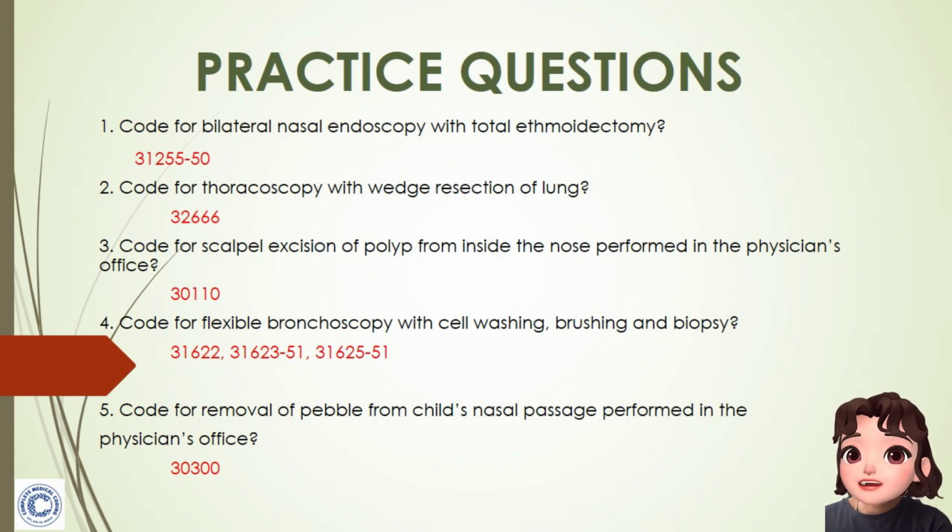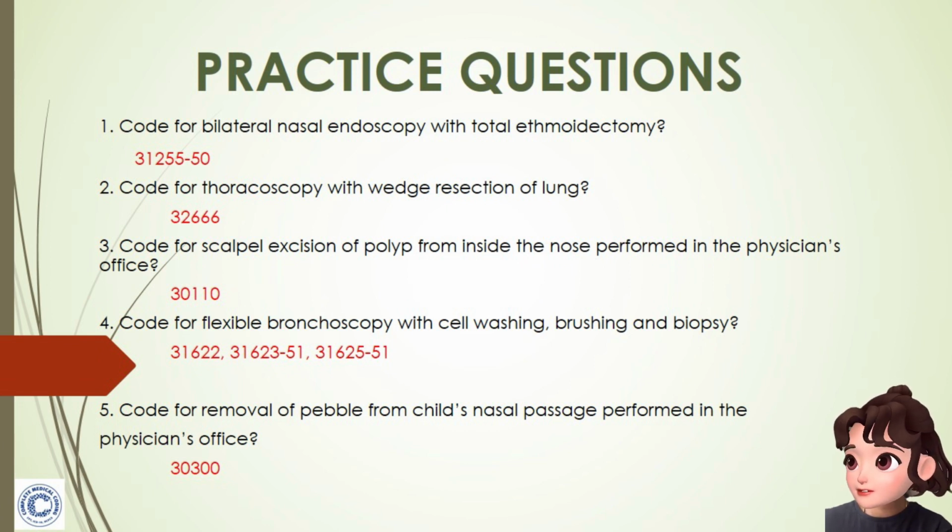Code for bilateral nasal endoscopy with total ethmoidectomy. So here the question is to code for the endoscopy with total ethmoidectomy. You need to check for the nasal endoscopy. Go to the index page and check for the endoscopy. Nasal endoscopy. You will come to this code 31254. If you check the code 31254, it's nasal or sinus endoscopy, surgical with ethmoidectomy, partial. But our question is total ethmoidectomy. So we will use the next code 31255.